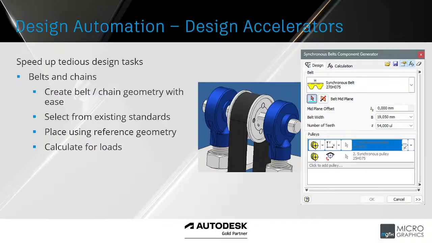So if we need to transfer more power through this pulley, we can easily go into the belt generator. It's a feature within the browser that can be edited and adjusted as needed. So we can adjust the belt width, have the belt geometry and the pulley geometry update to allow it to transfer more power. So part of the design acceleration process is being able to make those changes quicker.